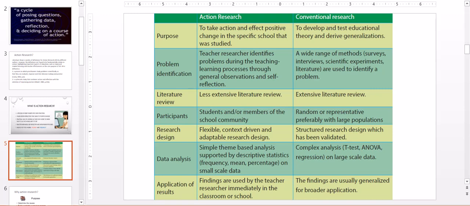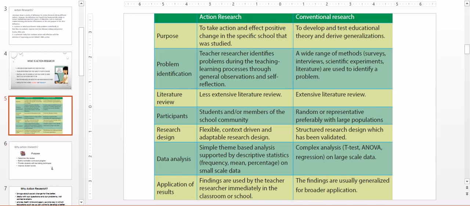Qualitative and quantitative research fall under conventional research. Data analysis in action research is more of an analysis supported by descriptive statistics like frequency, mean, and percentage, etc. Whereas in conventional research, they use t-tests and regressions on a larger scale.